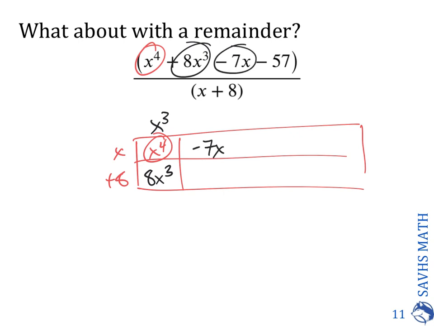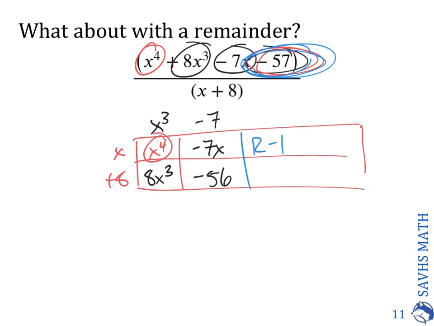Okay, so the next term that I want is negative 7x. That means that I have to have negative 7 here. And so then I have to have negative 56. But that's not what I have here. What I want here is negative 57. So what do I have to add to get to here? I have to add negative 1. So the remainder here is negative 1.